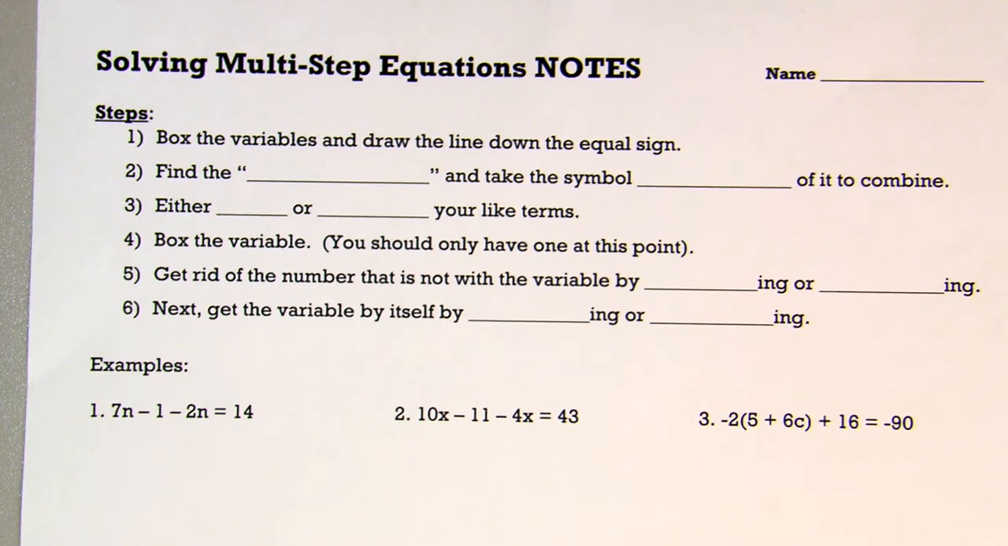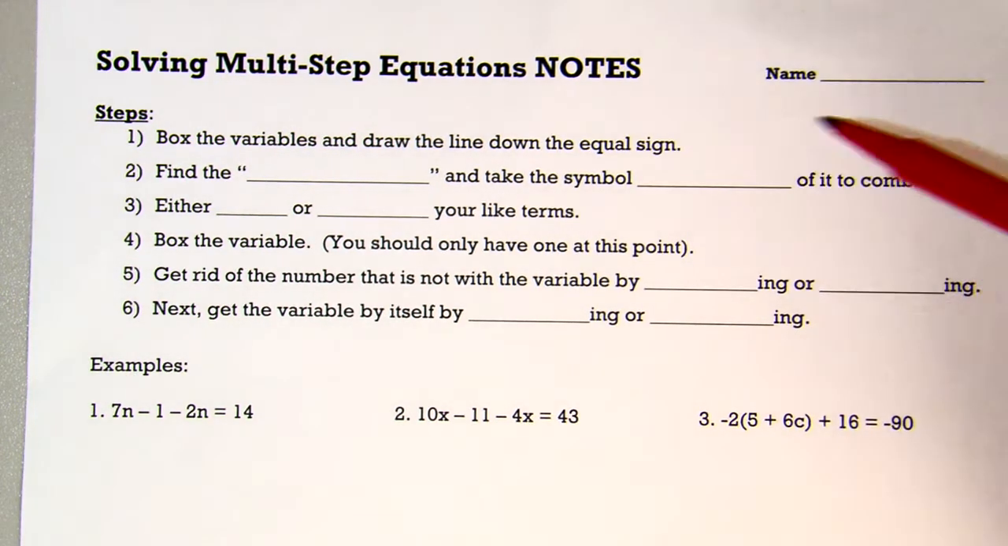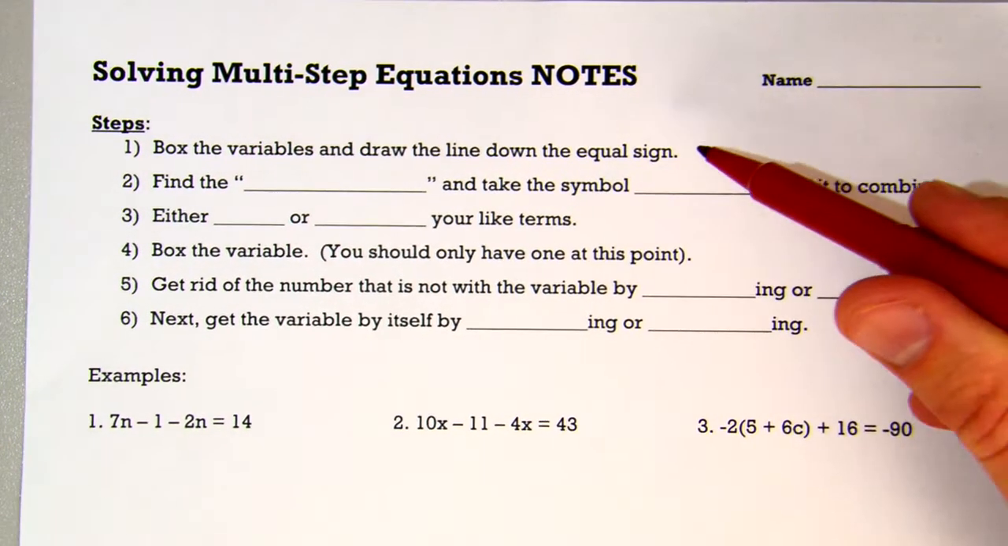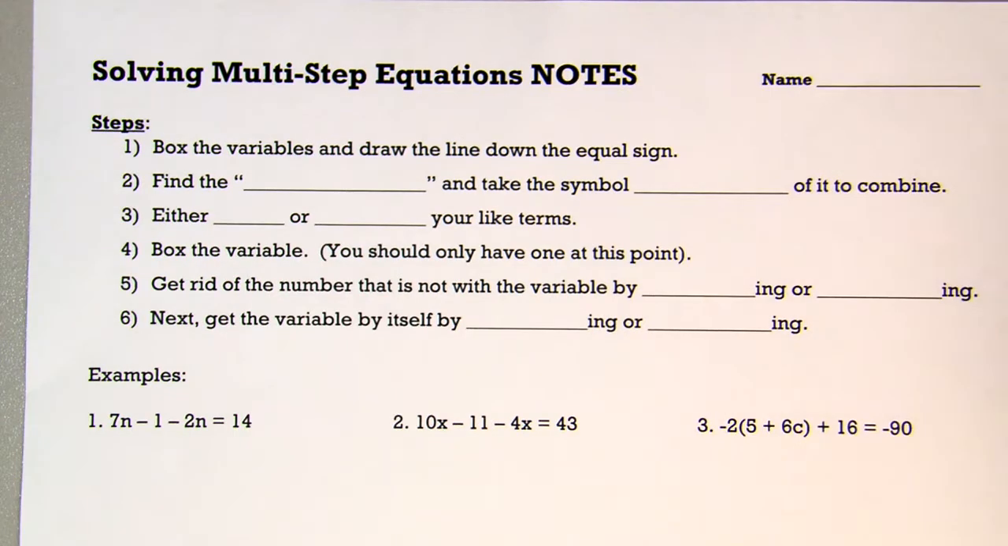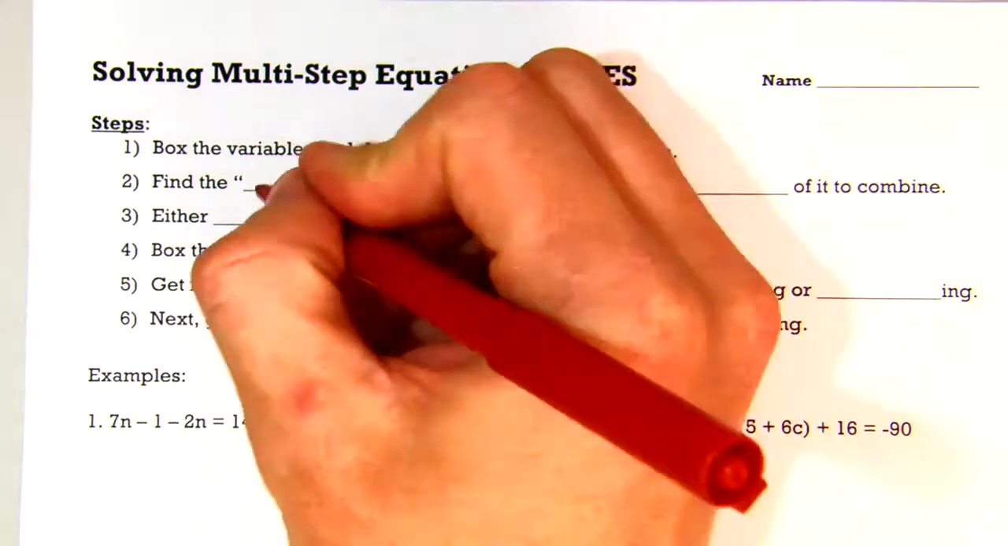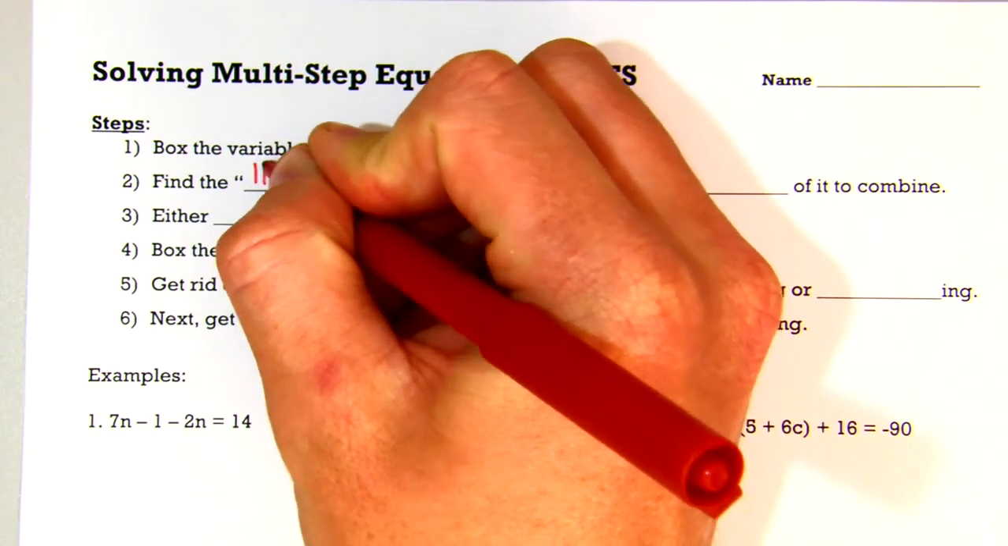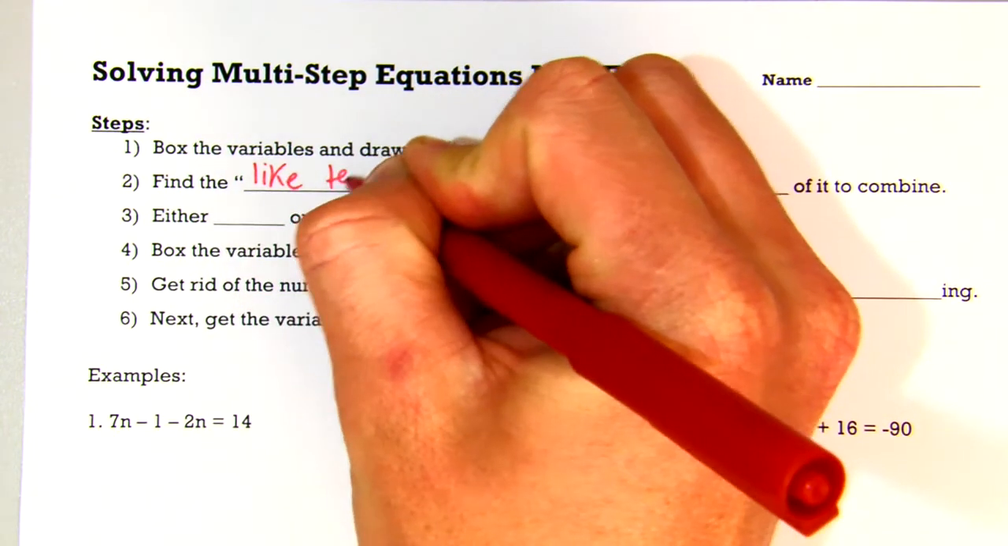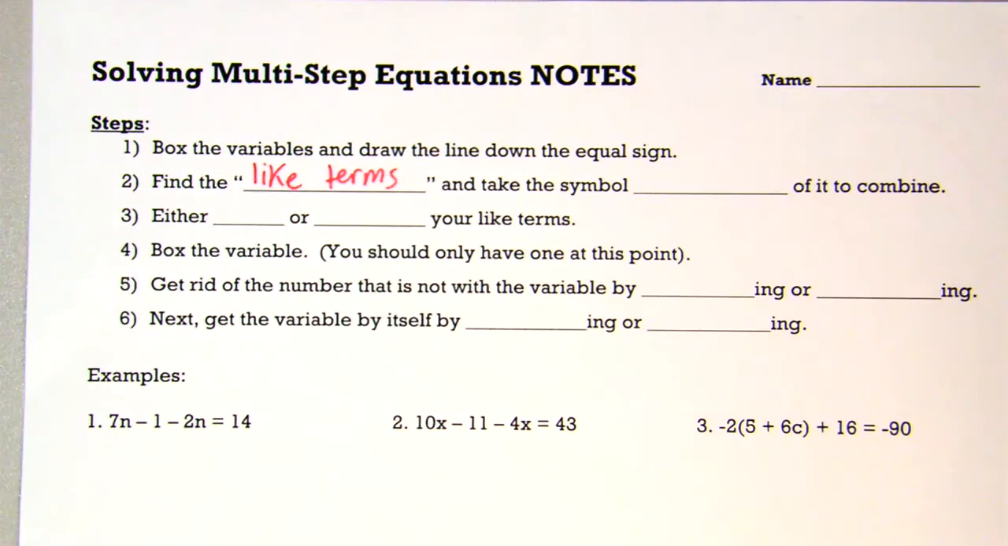Alright, so a few notes for you to take beforehand. First one is we're going to box our variable and draw our line down the equal sign just as we always have. Number two, we're going to go ahead and find our like terms. We're going to combine any like terms we can.